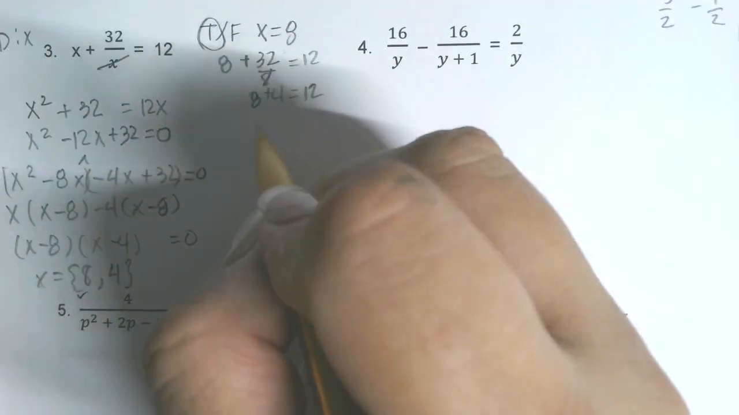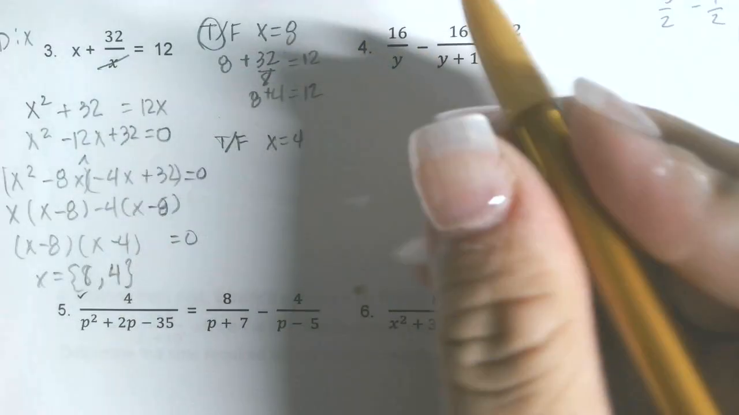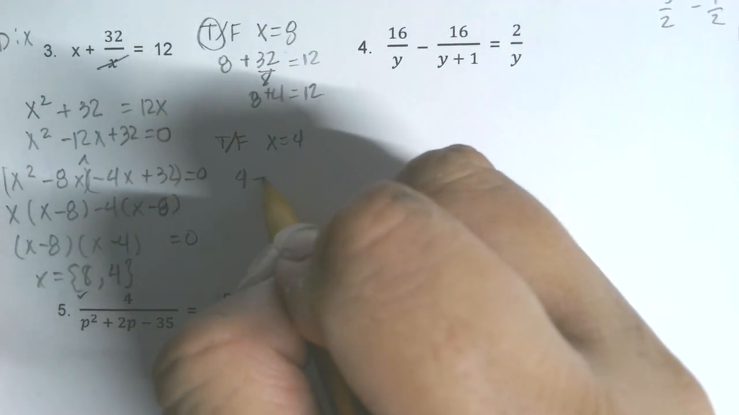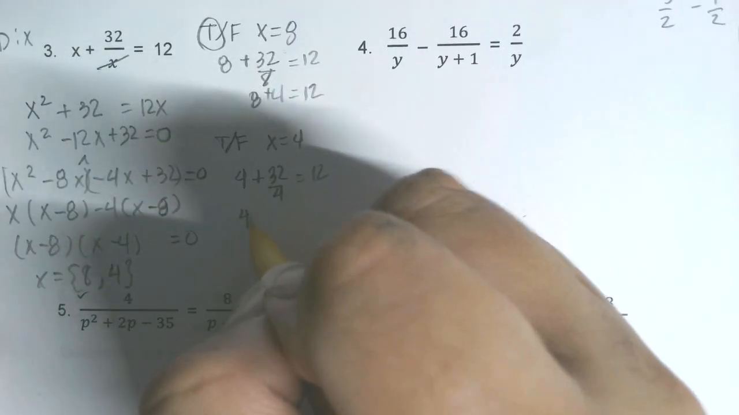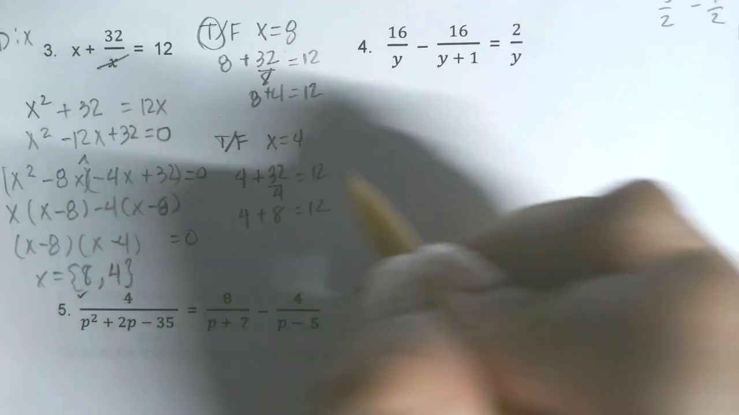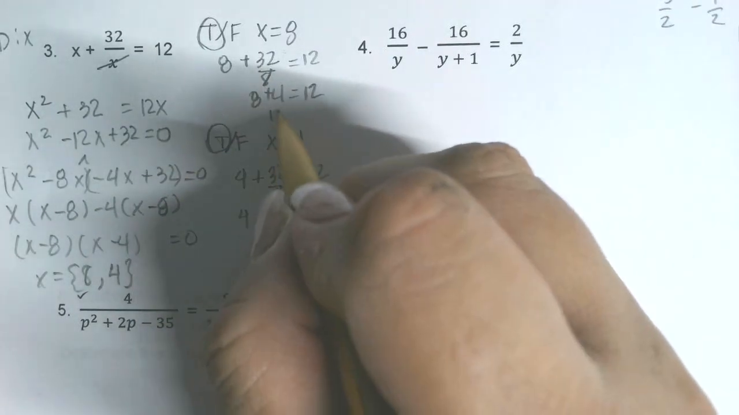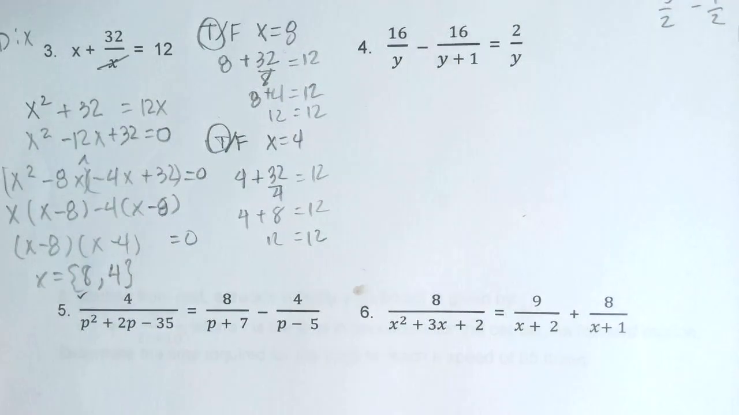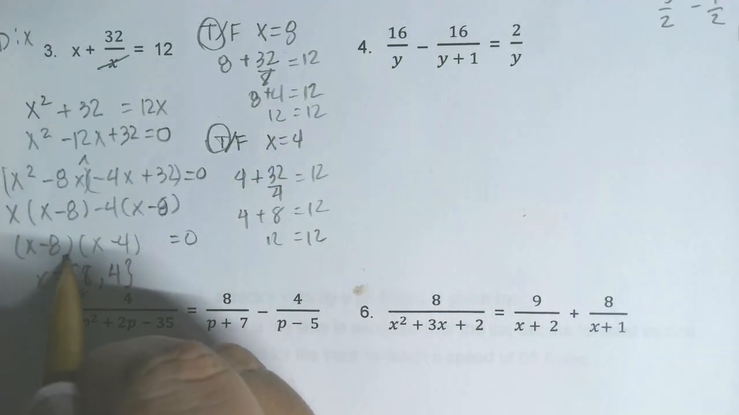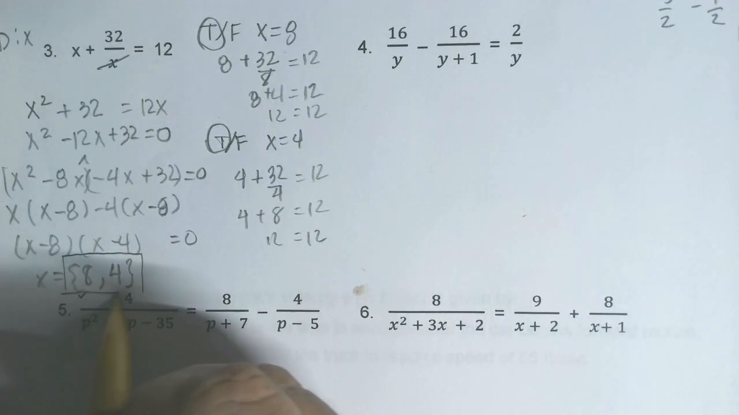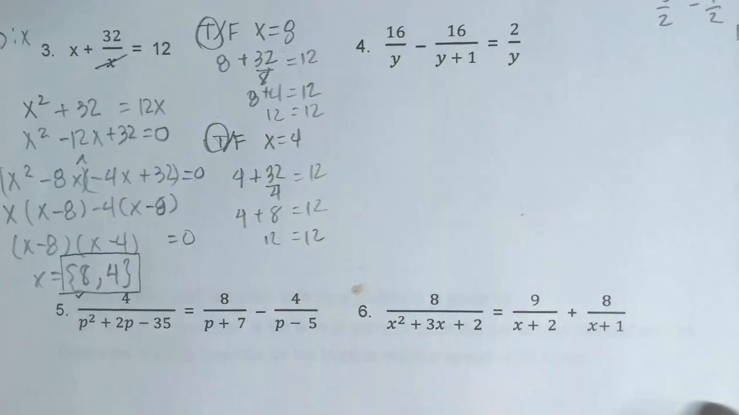Now we have to also check true or false for x equals 4. So 4 plus 32 divided by 4 equals 12. 4 plus 8 equals 12. And this is also true, right? Because 12 equals 12. It's whenever the left equals the right. That's how you know it is an exact solution. So 4 and 8.